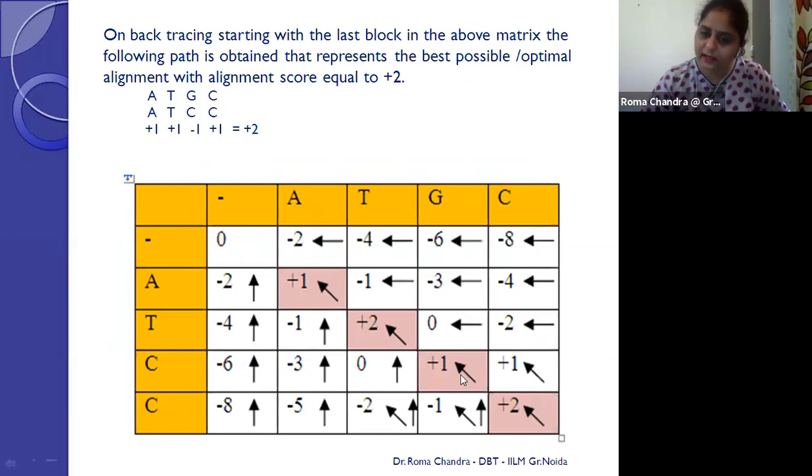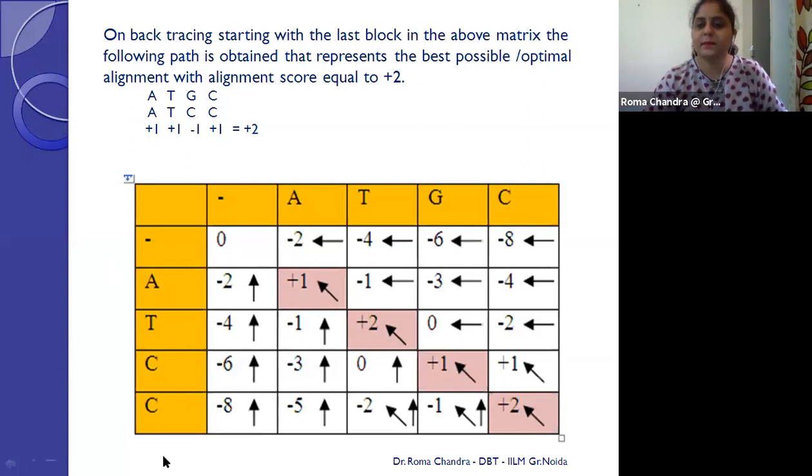Again, I have a diagonal arrow pointing towards this block. Okay, and again a diagonal arrow pointing towards this block. So I am tracing my path, moving from the last block to the first block. And the path I traced is: this is representing C and C, so I kept here C and C. This is representing G and C, I kept here G and C. This block has T and T, kept here T and T. And here it is representing A and A, kept here A and A.